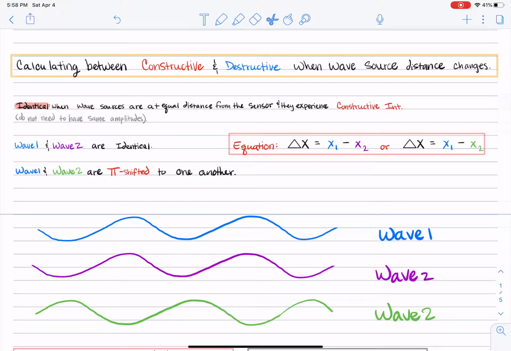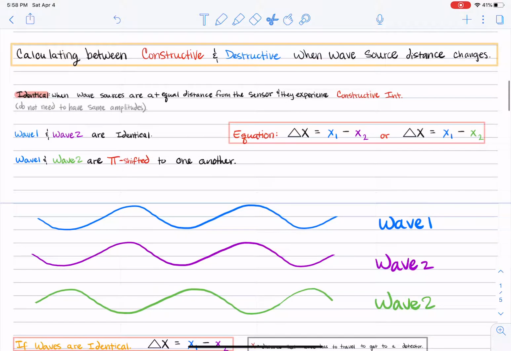Now, to calculate what's going to happen with the constructive and destructive interference when the wave source changes distance from the detector, we're going to use this equation up here. Really these two are the same equation. This one we're going to use for identical waves, and this one we're going to use for pi shifted waves. I color coordinated which one's pi shifted and which one's identical.